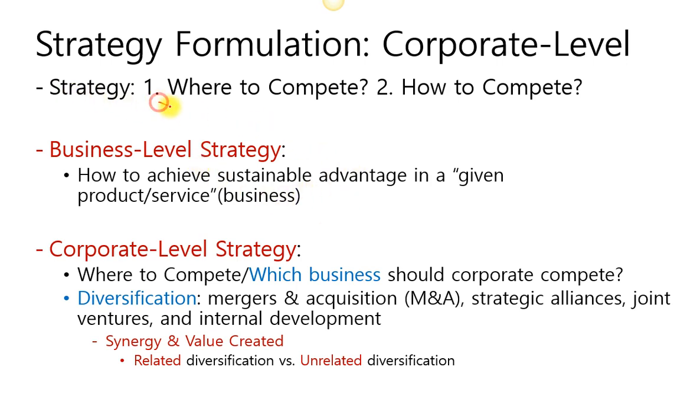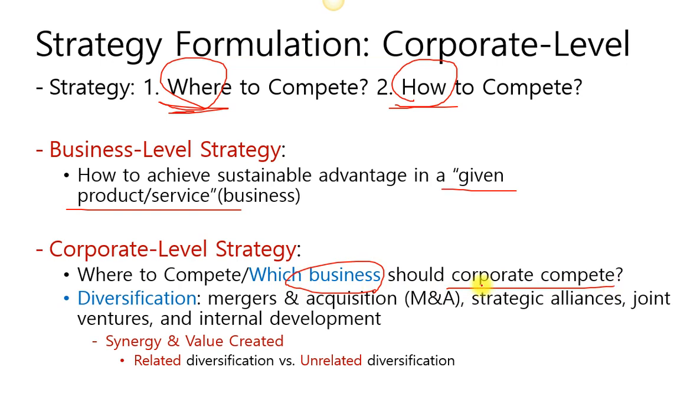So strategy is all about where to compete and how to compete, right? Your target, where to compete and how, with what product and services. So business level strategy was how to achieve sustainable advantage in a given product or service. Whereas corporate level is where to compete, which businesses the corporate should compete in. You could also diversify by doing M&A, strategic alliances, joint venture, and internal development.